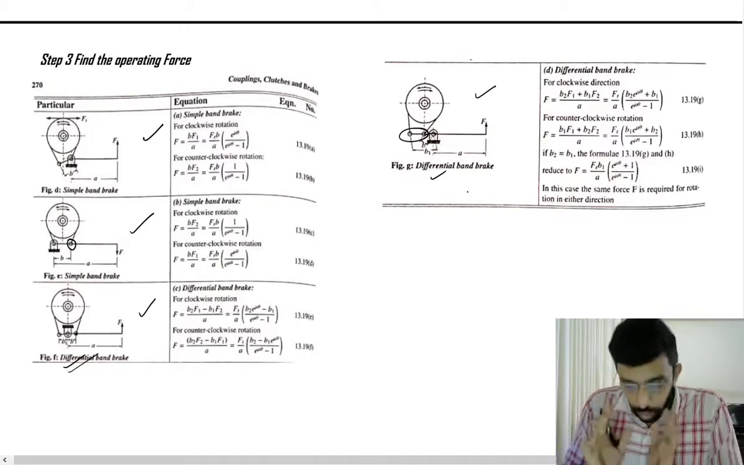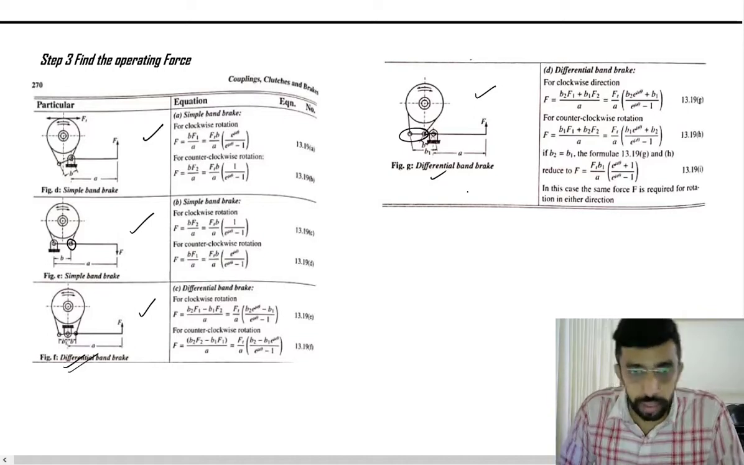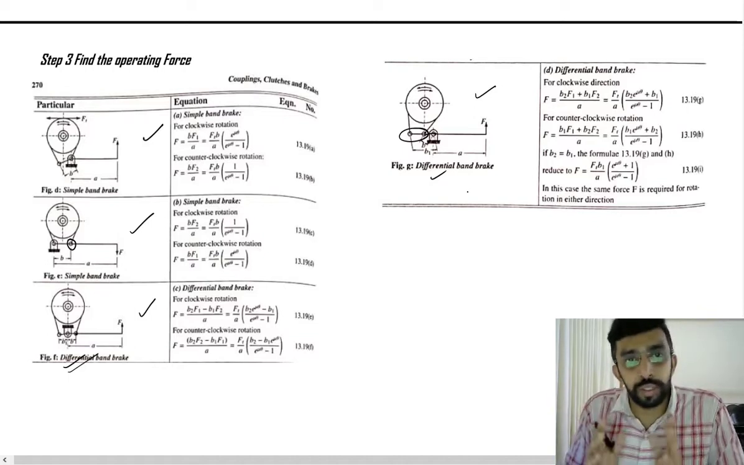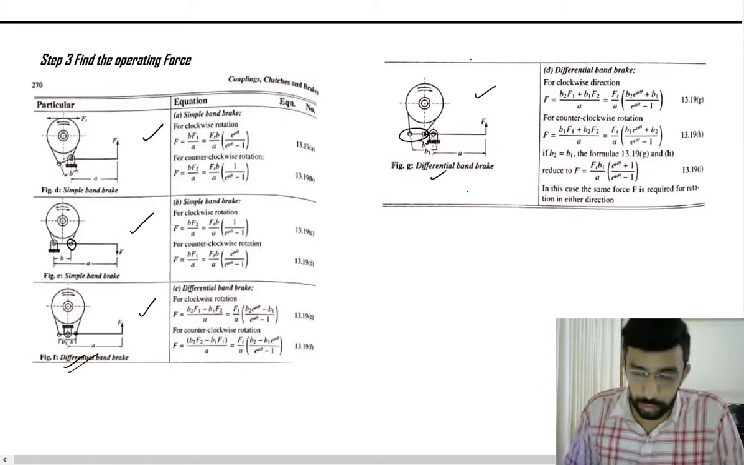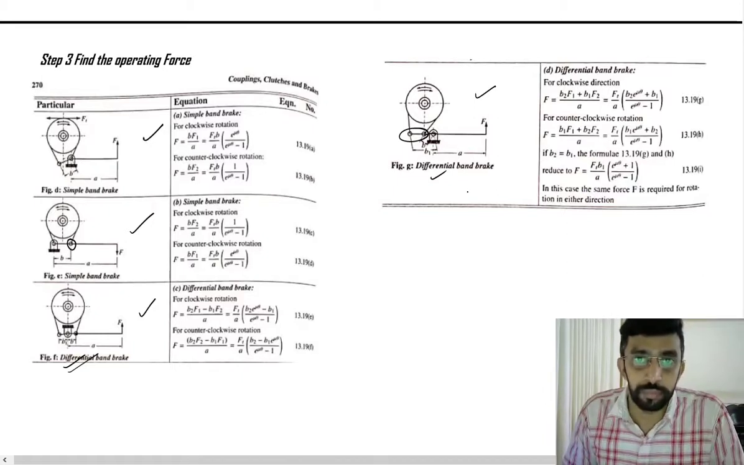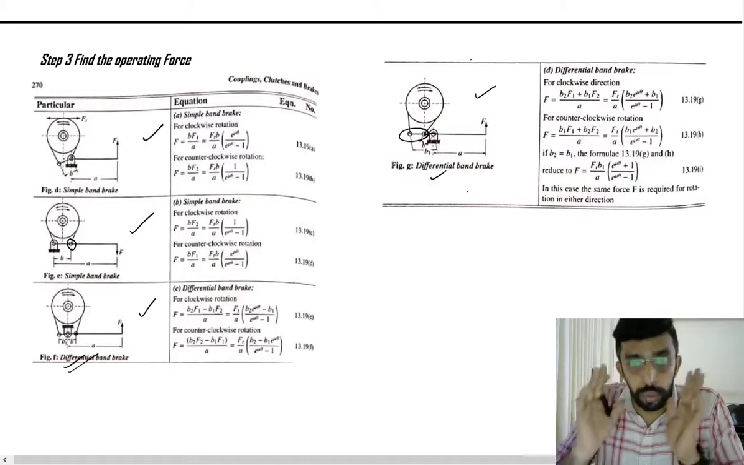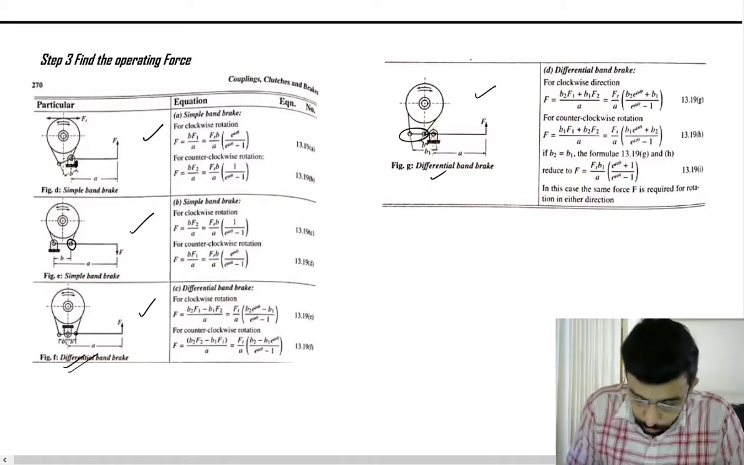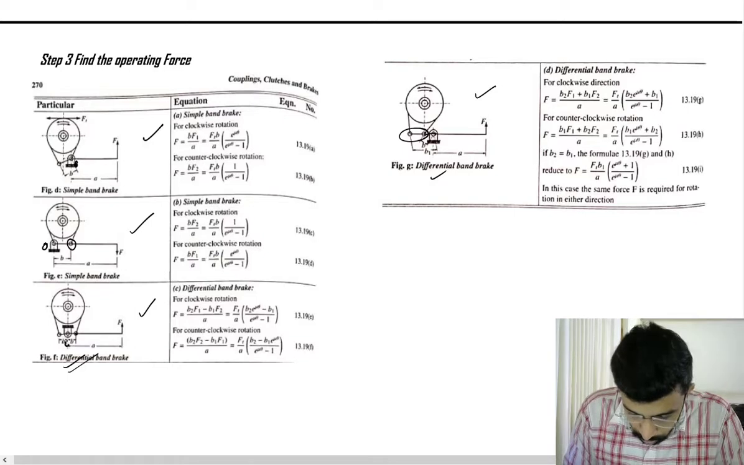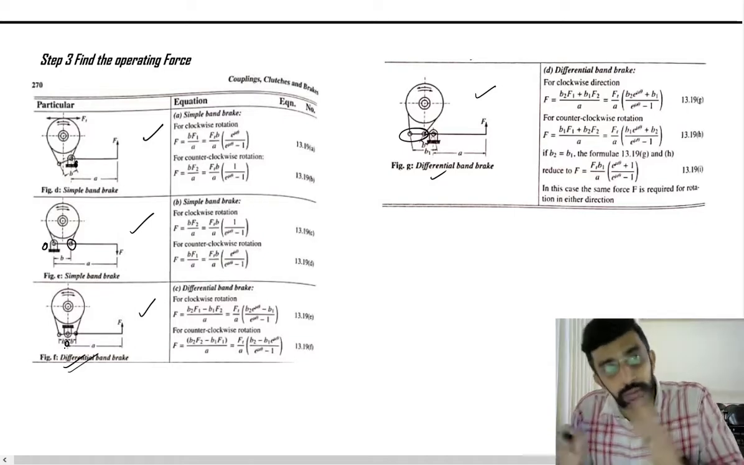But if you cannot find a matching figure, I always advise you to solve the moment. You take the moment about this fulcrum O. That's what I always suggest. So if you know how to take the moment about O, there is no issue.